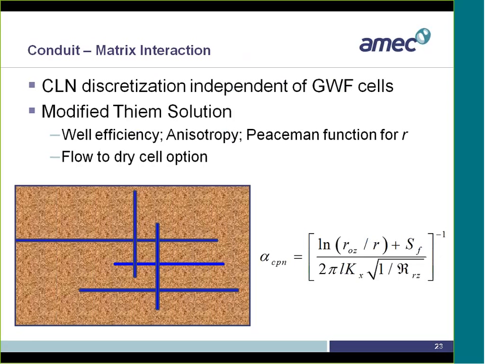Conduit matrix interaction: the first point is that the conduit discretization is independent of the groundwater cells as far as MODFLOW-USG is concerned. That gives a lot of flexibility. So you can have multiple conduit cells within one groundwater cell or vice versa. It just matters on the connection and the area of connection of flow between one cell to the next.